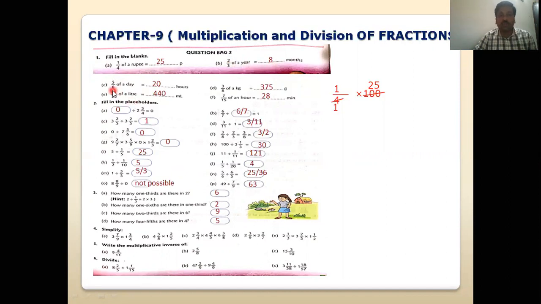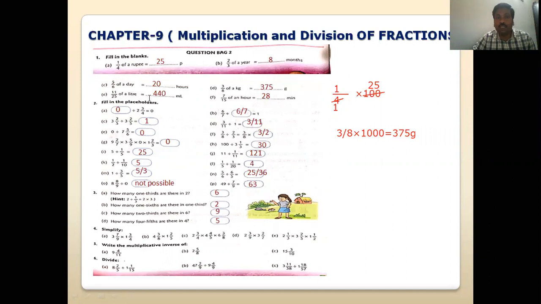Now in this way we can solve the 5 by 6 of the day. When we multiply 5 by 6 into the 6, how many days? How many hours in 1 day? 24. When we multiply 5 by 6 by this 24, we get 20 hours. And now in the same way, 3 by 8 of a kg, and when we multiply 3 by 8 into 1000, which answer is correct? 375 gram. Okay. So in this way we can solve the question.